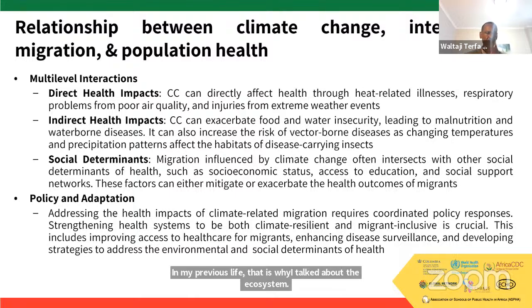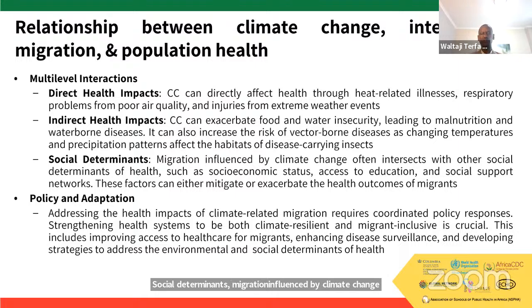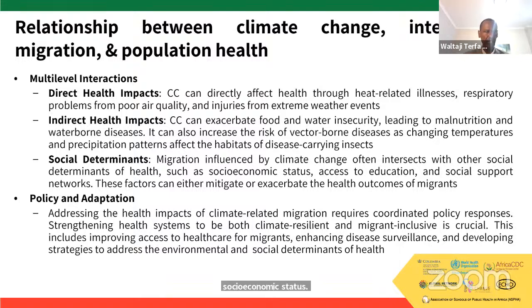So the social determinants, also the migration influenced by the climate change, often intersect with other social determinants of health, such as socioeconomic status, because for the migrant, the economic status is low, the access to education is low, and also the social support network is broken because of the migration. And this factor can either mitigate or exacerbate the health outcome of the migrant. If it is managed properly, it can be mitigated, but in most cases, we used to show that it always exacerbates.